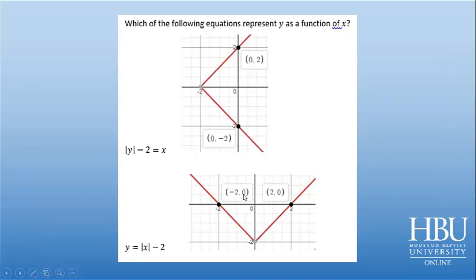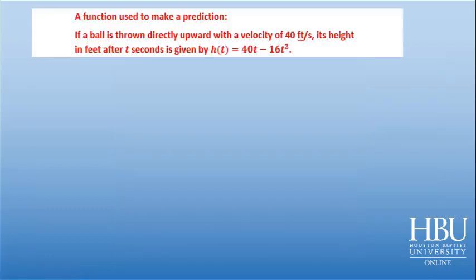It's all right to have the same output matched with two different inputs, and you could still have a function that way. You just can't have the same input matched with two different outputs. We said that functions were extremely useful to make predictions. Let's take an example from the physical world.